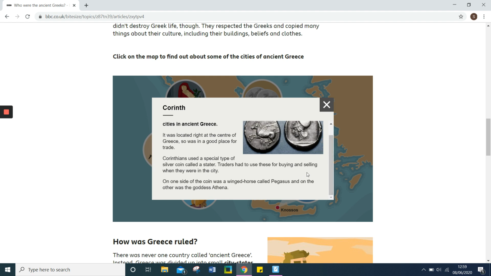Corinthians used a special type of silver coin called a stater. Traders had to use these for buying and selling when they were in the city. On one side of the coin was a winged horse called Pegasus. On the other was the goddess Athena.